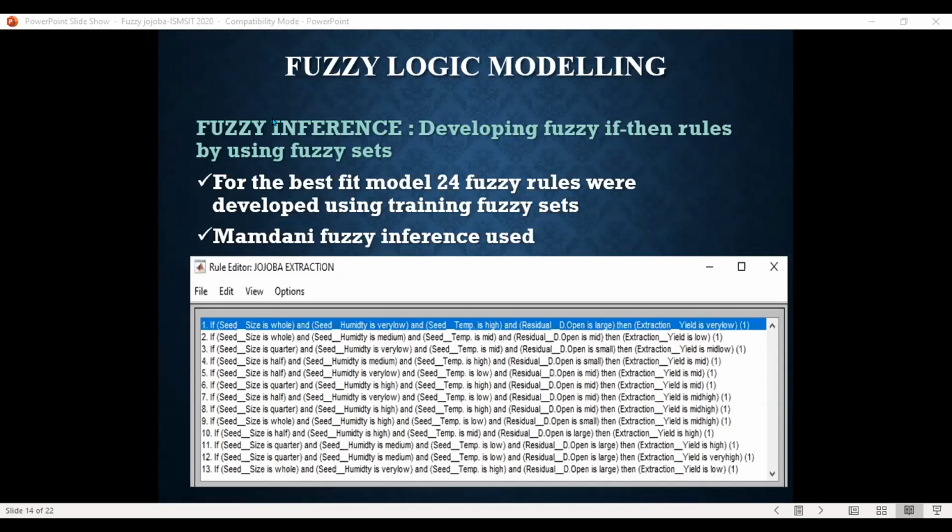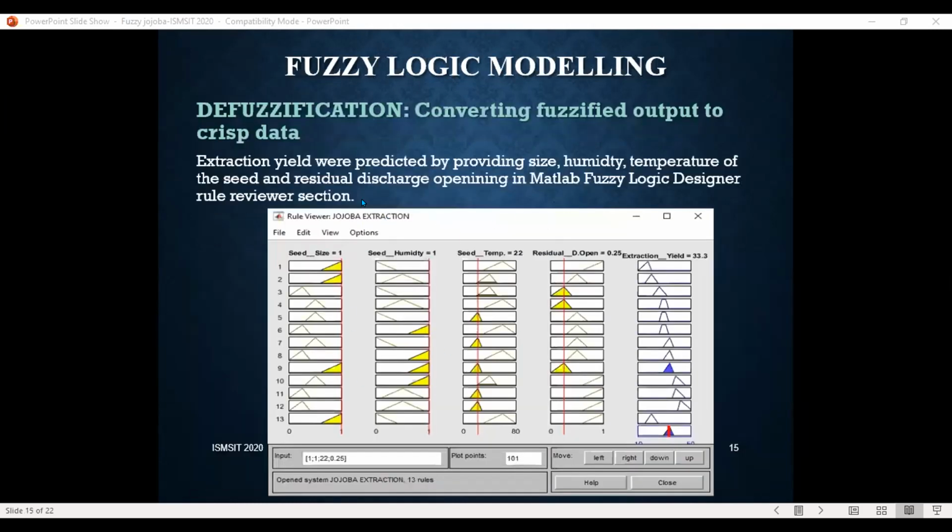Okay. So the fuzzy inference system is going to be used here. 25 rules were developed, but at the end we reduced them to 13 rules because there were repetitive rules. By using Mamdani, it means that you have many inputs but a single output system. It is going to give you the result.